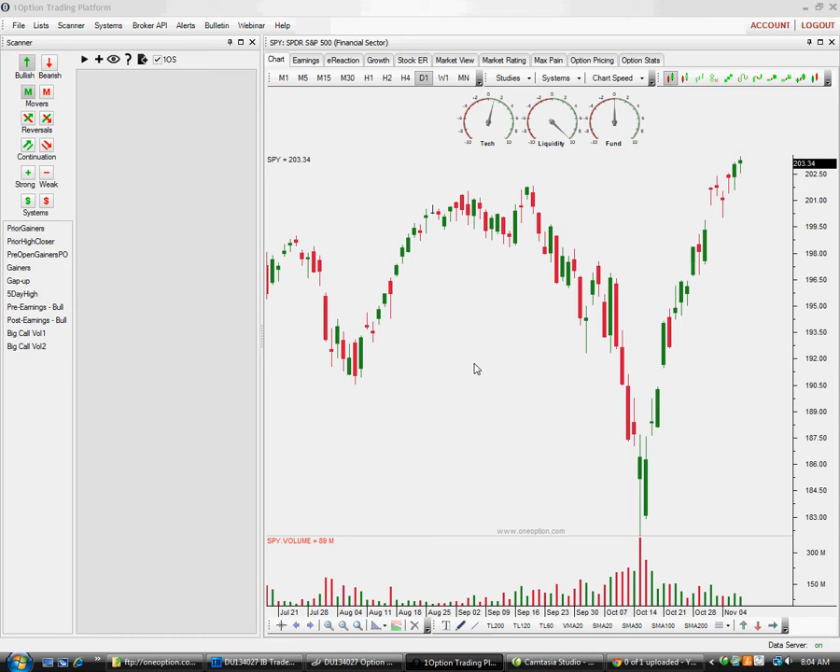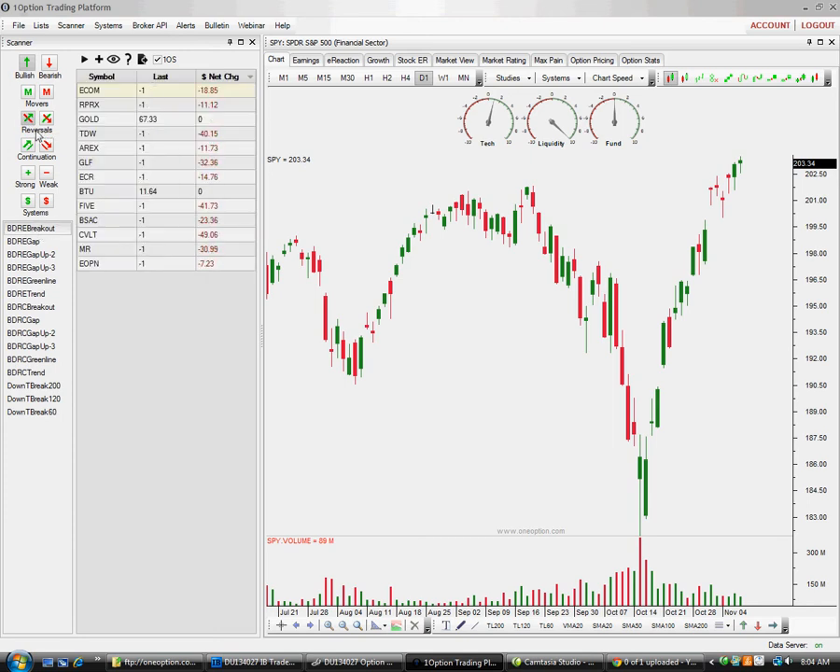Subscribers to the 1Option platform get some very nice scans included with the platform, under the movers section. You can see some of the different searches here. What the basic platform subscription does not include are the searches in this group here, reversals and continuation. So let me click on them and I'll show you how effective these searches are.